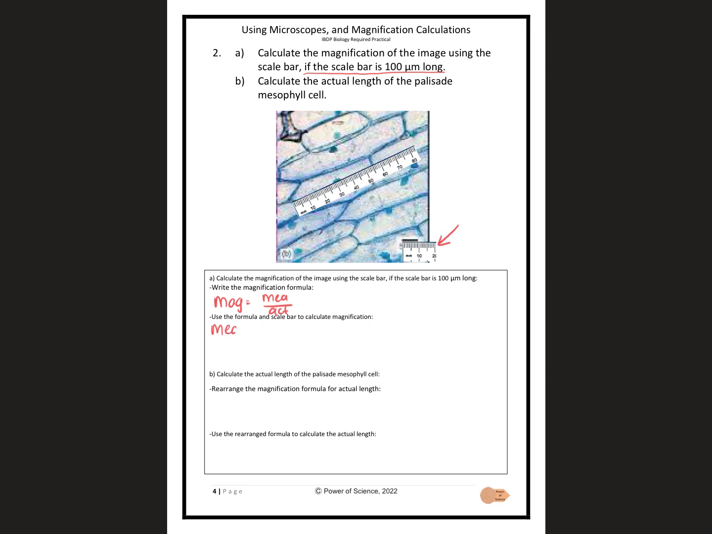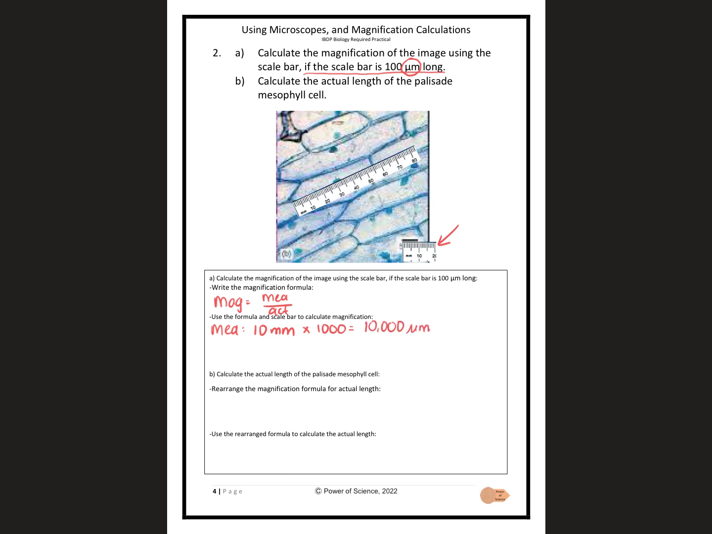So measured is what we see with the ruler. What is the ruler measuring? For this one we have a measured length of about 10 millimeters. Now, it can't stay in millimeters. We have to convert it to micrometers. And I know it's micrometers because it's written right there. Going from millimeters to micrometers, we multiply by 1,000, and we end up with 10,000 micrometers.